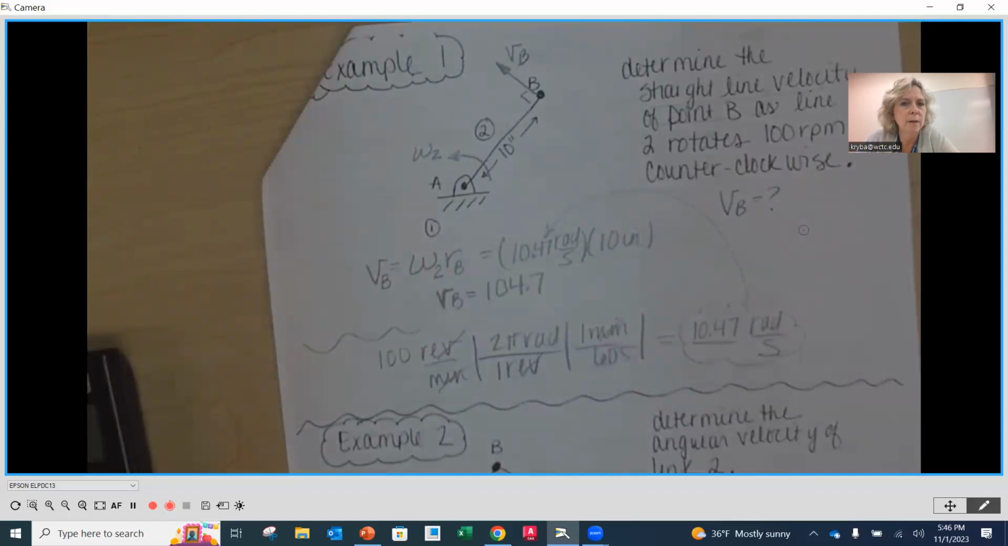What would my units be here? If I take radians per second times inches, what are the units for velocity? Inches per second, because what happens to the radians? Oh, come on, you can say it. They what? They don't just disappear. They magically disappear.